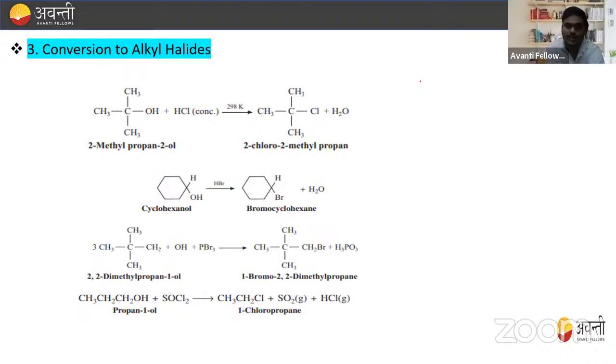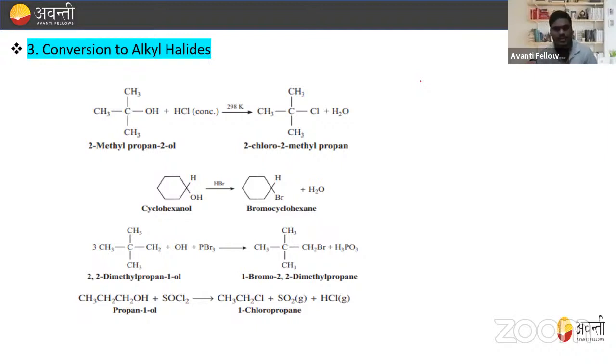2-chloro-2-methyl propane. Similarly, when you treat cyclohexanol in the presence of HBr, it converts into bromocyclohexane. And when you treat 2,2-dimethyl propan-1-ol, it also converts into 1-bromo-2,2-dimethyl propane. So this is how we can convert these.